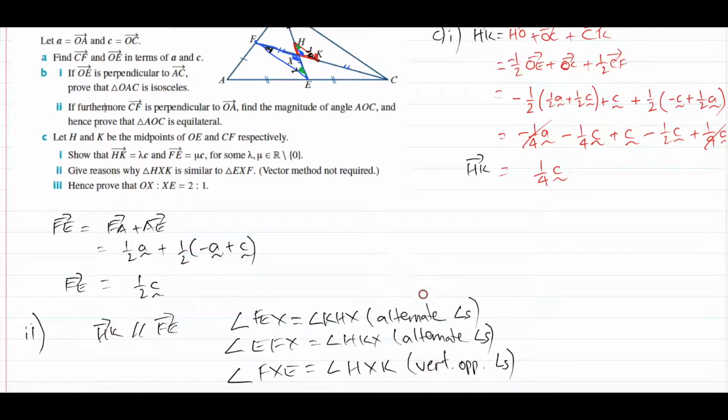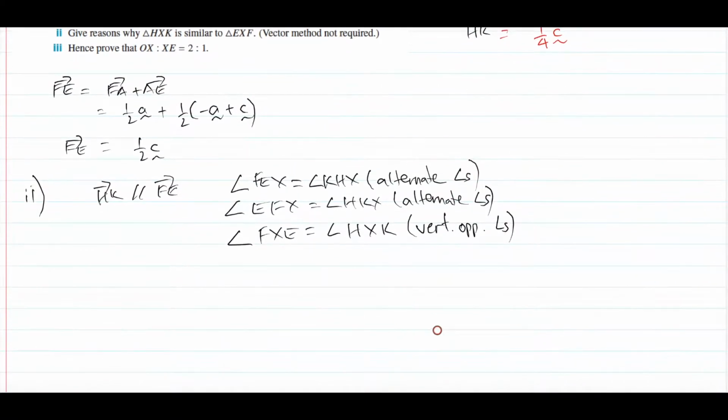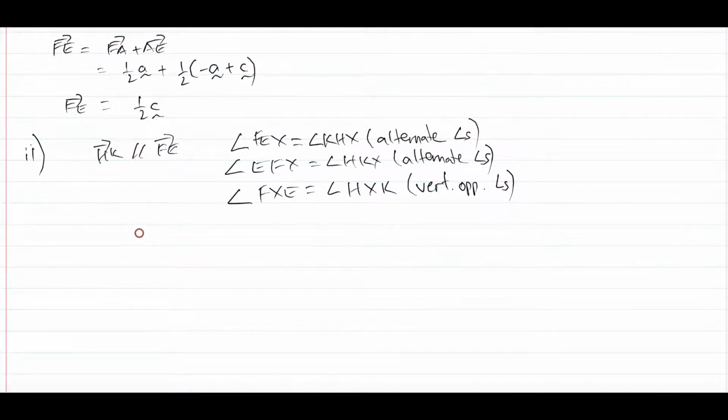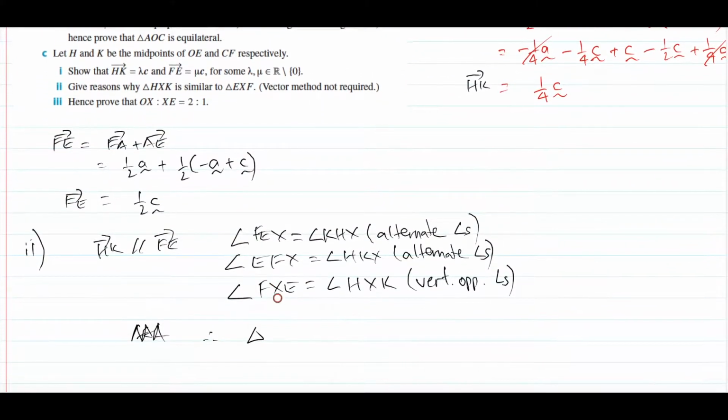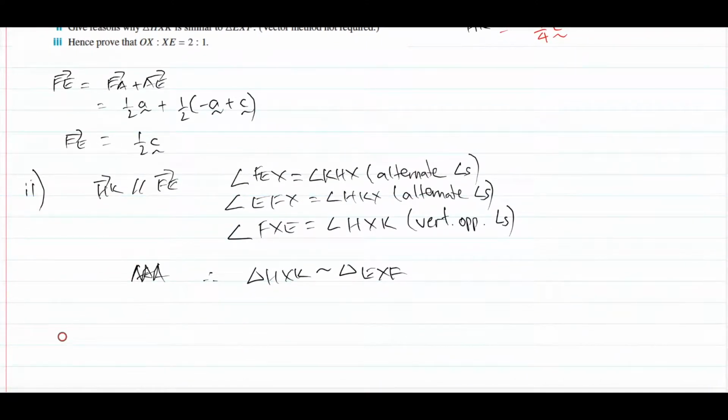So we know that if three angles are the same, and if you remember from your coordinate geometry in year 11, if you prove that three angles are the same, that means those two triangles are similar. Therefore, triangle HXK, as the textbook wants, is similar to triangle EXF. And that's pretty much it for part double I. We don't need to use vectors at all. But part triple I, we do need to use vectors, right?